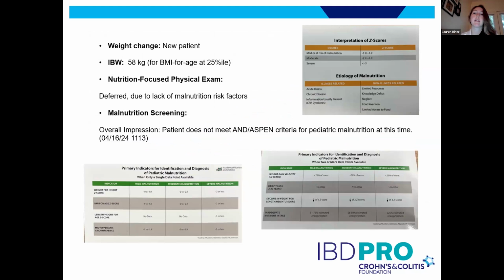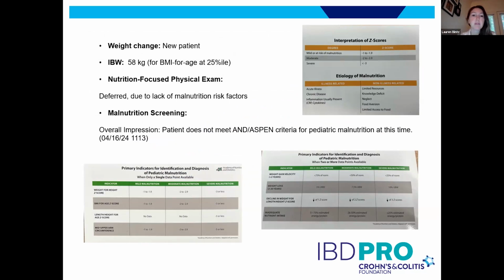But this is a part of our assessment as dietitians as well, is to assess what patients are eating, and assess their weight changes and their growth and identify if they are at malnutrition risk. And I have attached some photos here about what this criteria looks like.